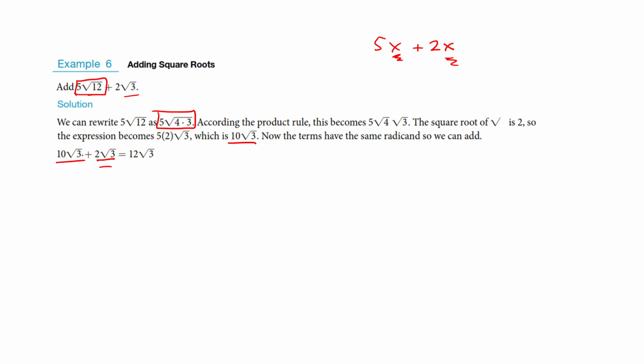Well, now we've got 10 to the third square root of 3 plus 2 to the square root of 3. Those are the same kind of thing. The root works like a variable, and they're the same variable, so I can add that up. I've got 12 square roots of 3.